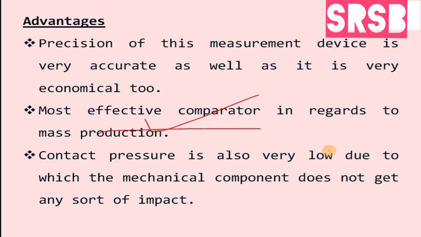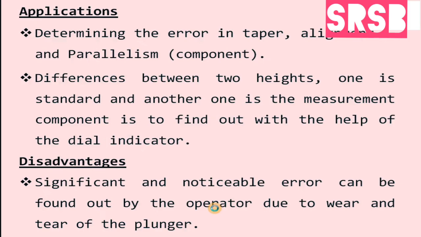Contact pressure is also very low, so the mechanical component does not get any sort of impact. It is a very feather touch, with minimum pressure applied on that particular portion. So the life of the dial indicator is longer compared to others.